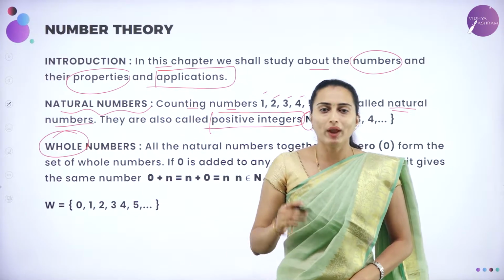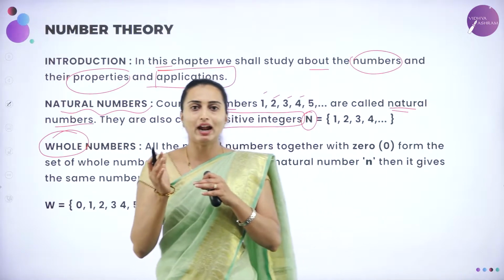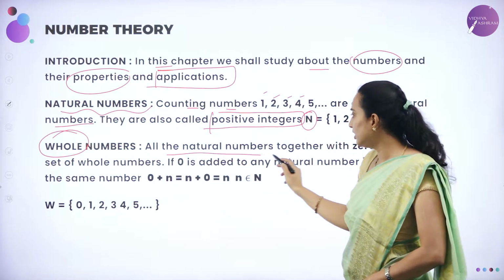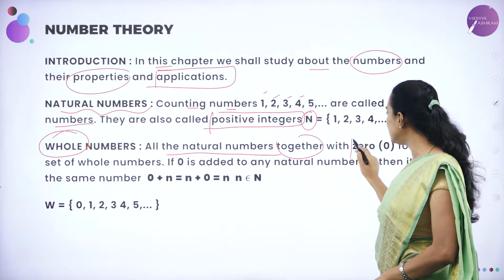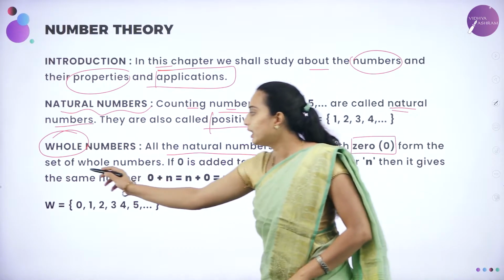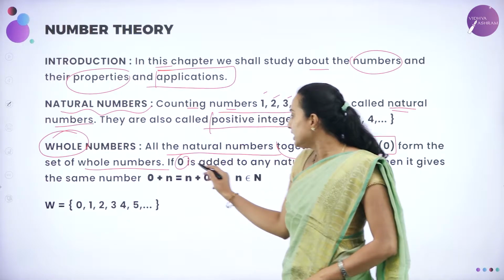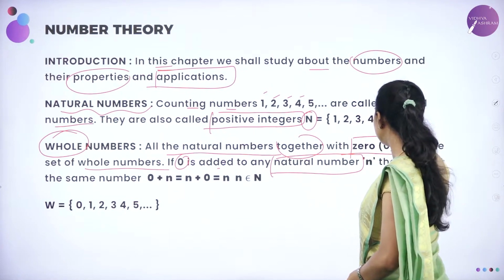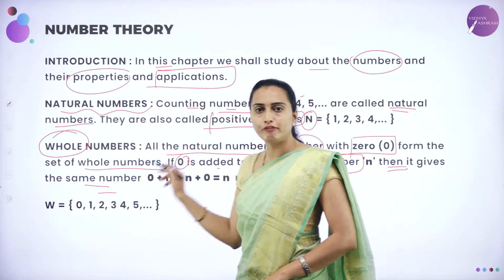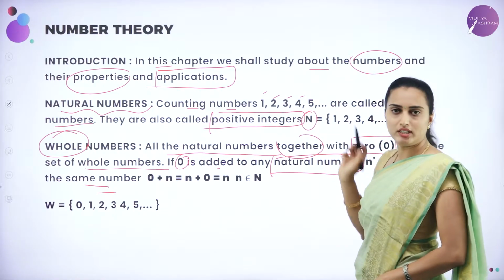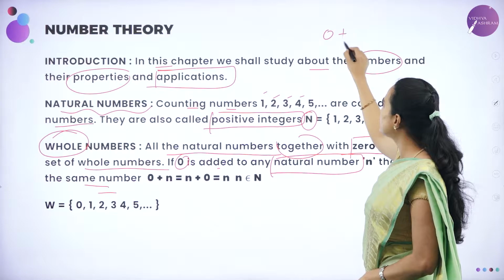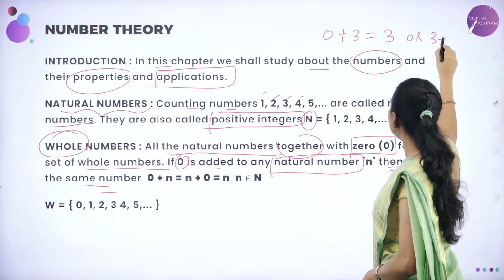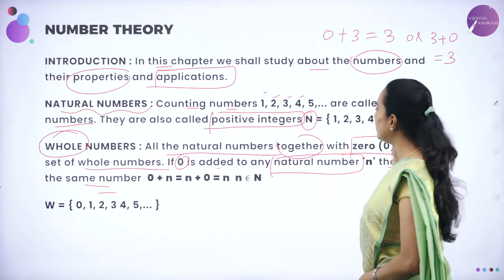Whole numbers means whenever the natural number will be added to 0, it will become whole number. So here all the natural numbers together along with the 0 form whole numbers. If 0 is added to any natural number, then it will be giving you the same number. For example, these are all the natural numbers. If I am going to take it as 0 plus 3, what you are going to get it as? 3 only. Or if I am going to do it as 3 plus 0, the same number 3 only you are going to get it as.